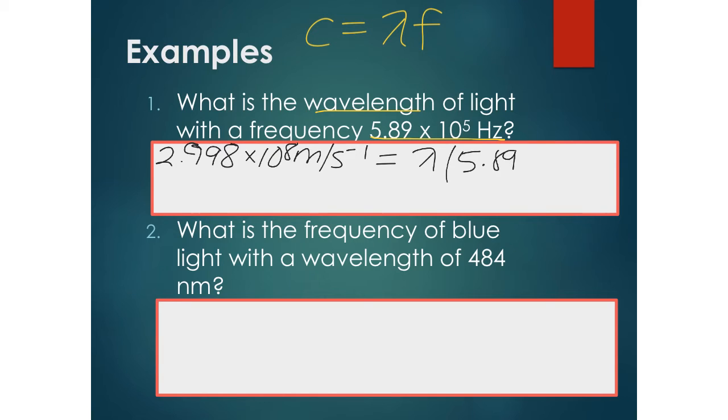Now remember, hertz is the same thing as per second. So you can do per second or second to the -1. All right, so we plug that all into our calculator. 2.998 times 10 to the eighth divided by 5.89 times 10 to the fifth. And that gives us a wavelength of 509 meters. So that would be one long wave.